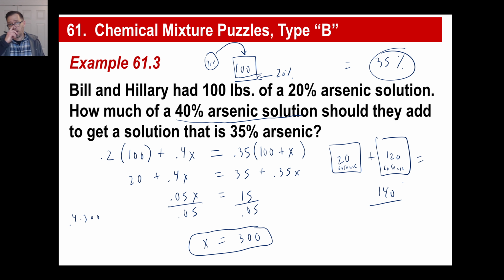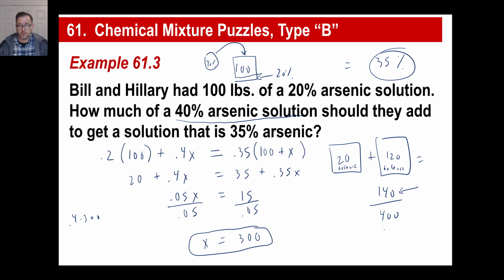The question is, how many pounds of the entire thing do we have now? We started with 100, right? We added 300, so we have 400. Now 140 is the arsenic amount of that. Go ahead, pause it for a second, and put in your calculator 140 divided by 400. Pause it and do it.